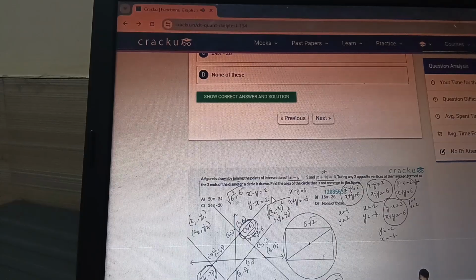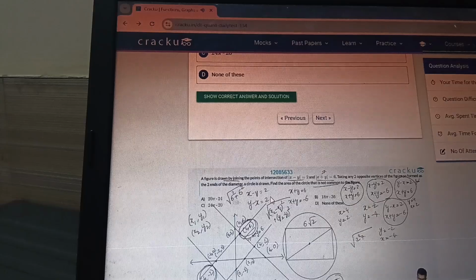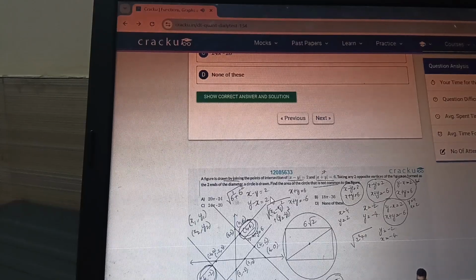And what is the breadth? That is the distance between this point and this point. And what is the distance? That is equal to square root of -2 minus 4 is 2, so that is 2 square, plus -4 and -2, again the distance is 2, so again 2 square. So this is equal to square root of 8, which is 2 square root of 2.